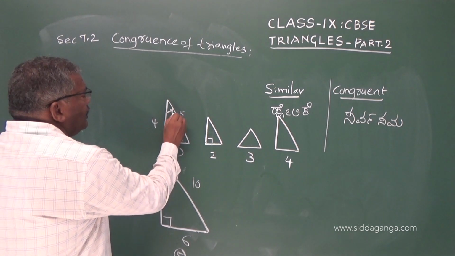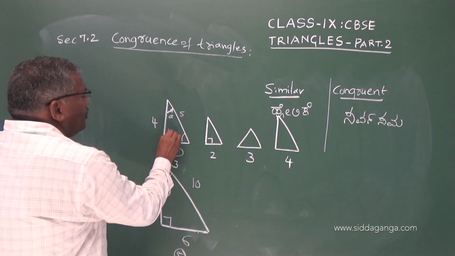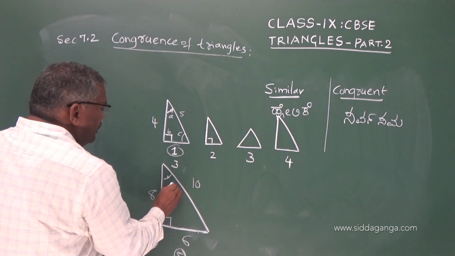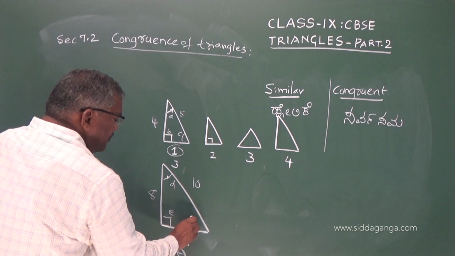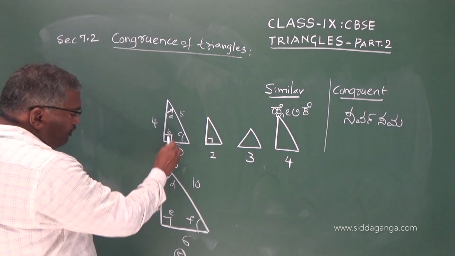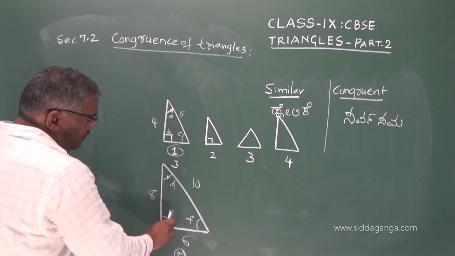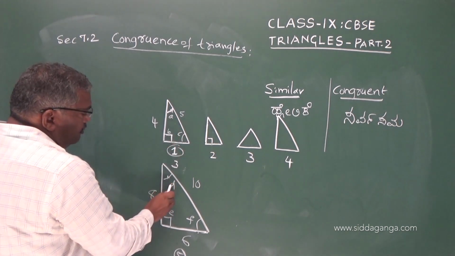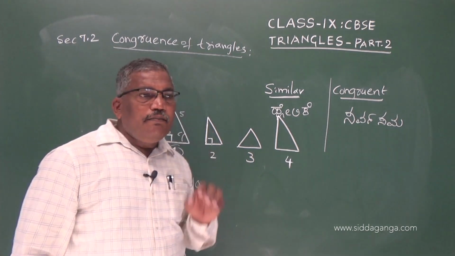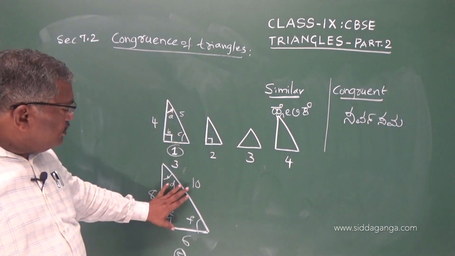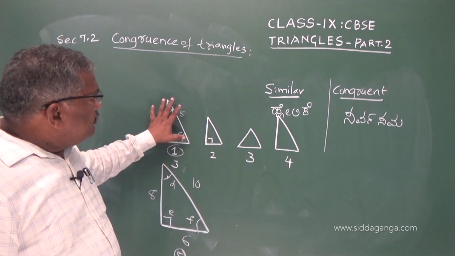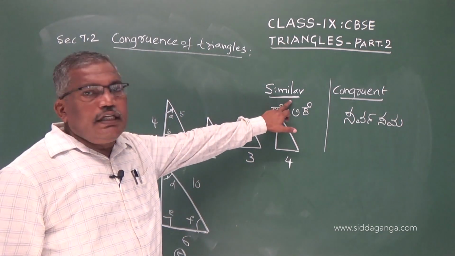I will write here A, B, C, and D, E, F, only for explanation purpose. Then angle B will be equal to angle E, these two are 90 degree, angle A will be equal to angle D, angle C will be equal to angle F. So these two triangles look similar, ಹೋಲಿಕೆ ಇದೆ, there is similarity in these two.